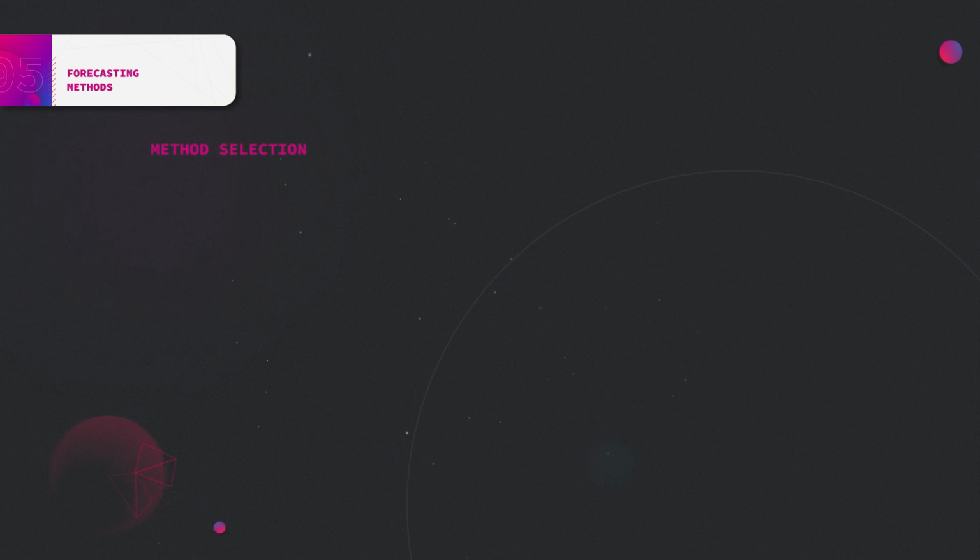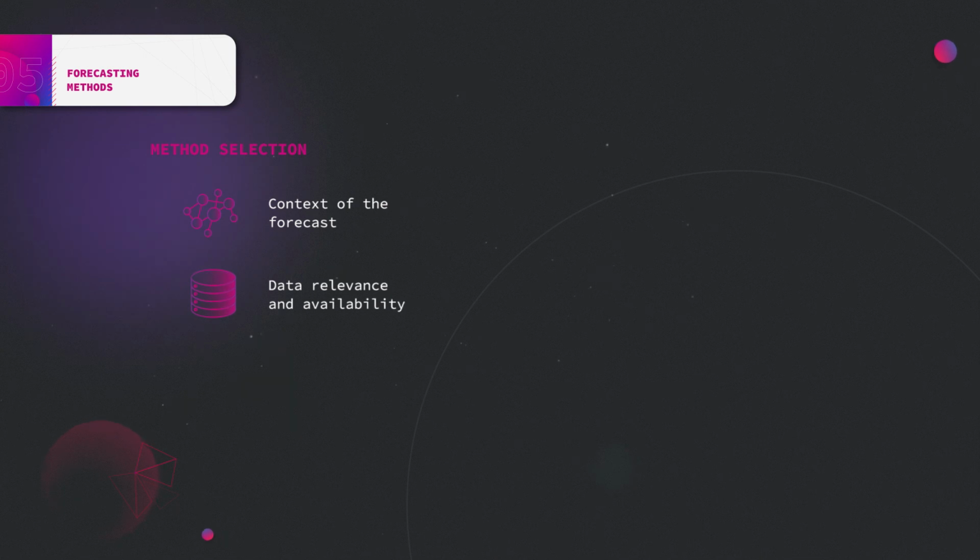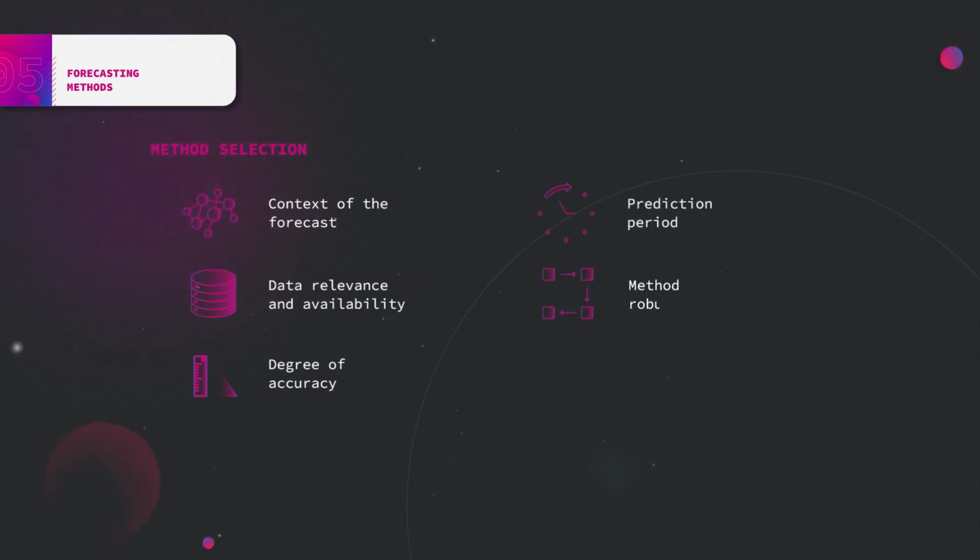The selection of a method depends on many factors: the context of the forecast, the relevance and availability of historical data, the degree of accuracy desirable, the time period to be forecast, the robustness of the method, the cost, benefit, or value of the forecast to the company, and the time available for calculations and making the analysis.